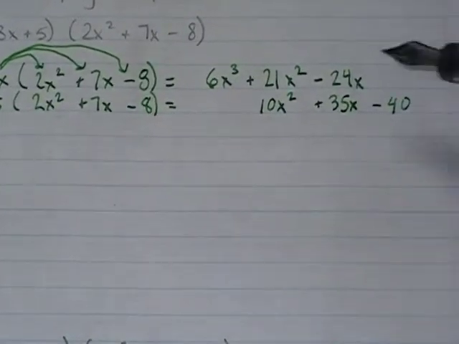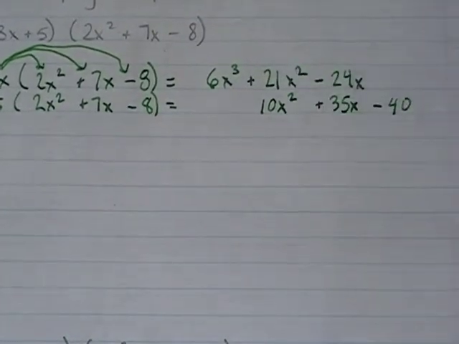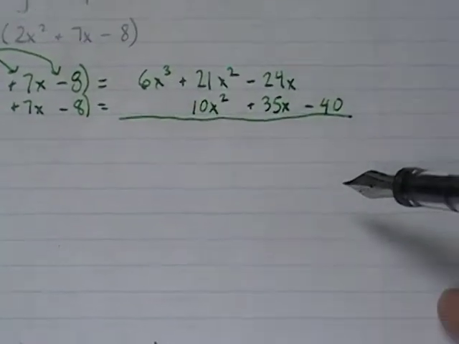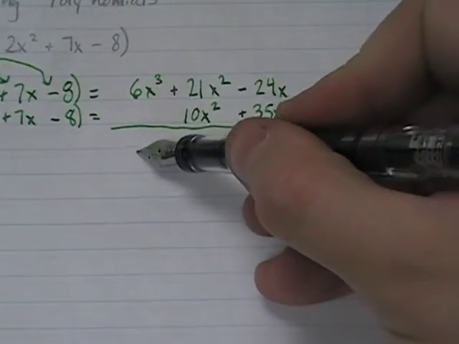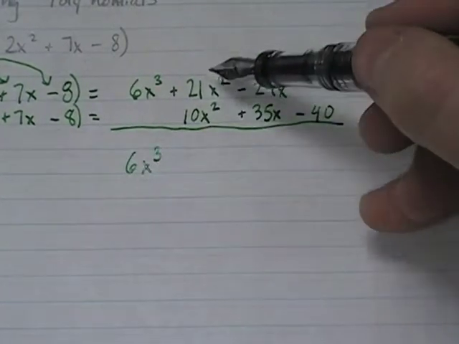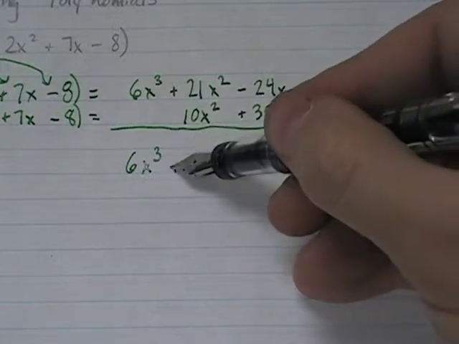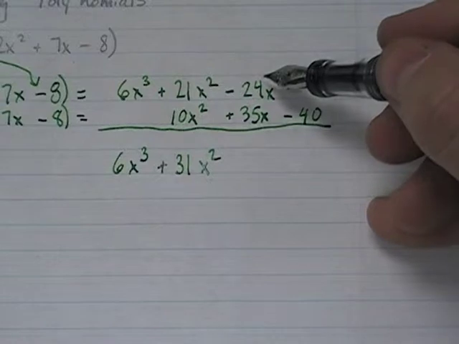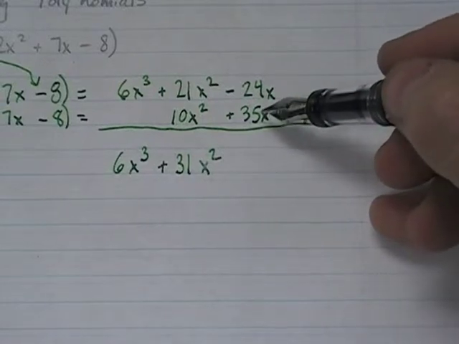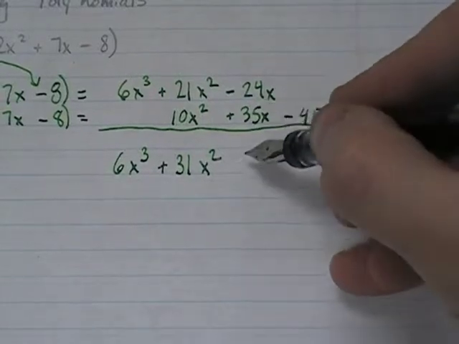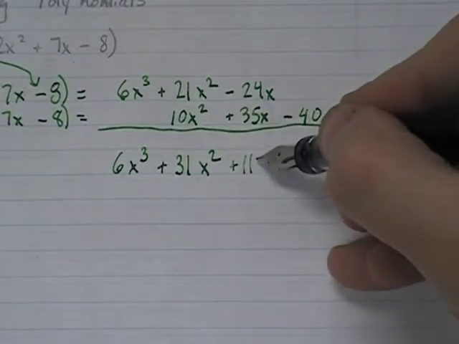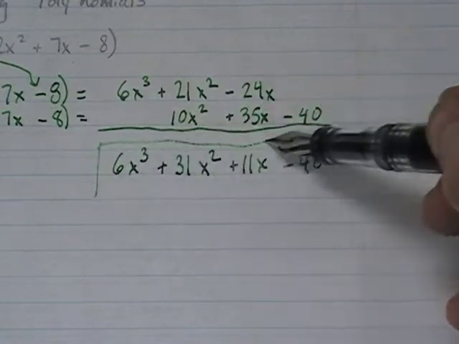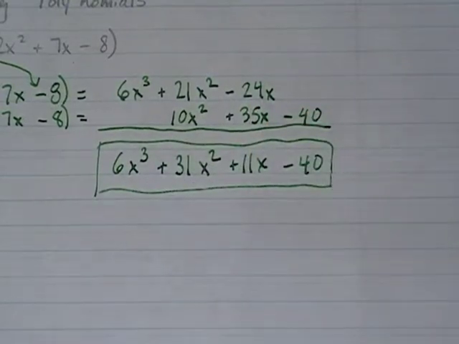And it's a habit for me to just line up my like terms. And because I've lined up my like terms, now I can combine those like terms. And if I combine those like terms, I'm going to get 6x cubed. And then 21 plus another 10 gives me 31x squared. And then negative 24 plus 35, which is the same as saying 35 minus 24, which is going to give me 11, and then minus 40. Okay, so that would be my solution.